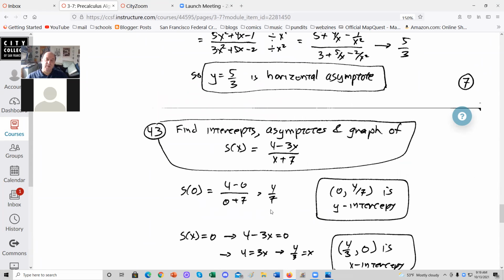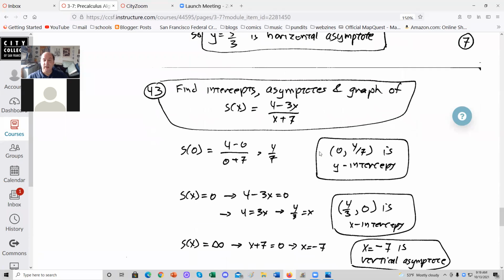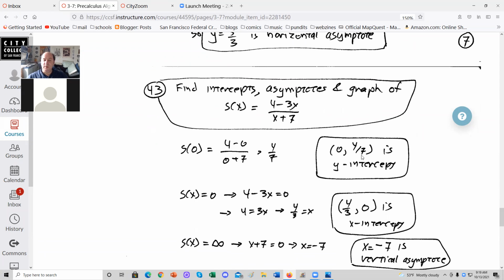Now, okay, let's go through the same thing. Find the intercepts, the asymptotes, and the graph of s of x equals 4 minus 3x over x plus 7. All right. So for the y-intercept, set x equal to 0, plug it in, out comes 4/7. 0 by 4/7 is the y-intercept.